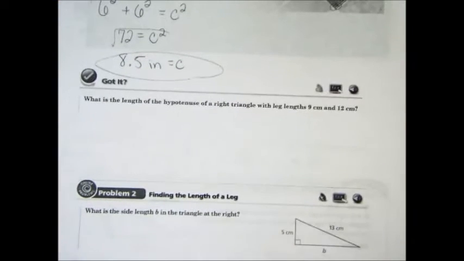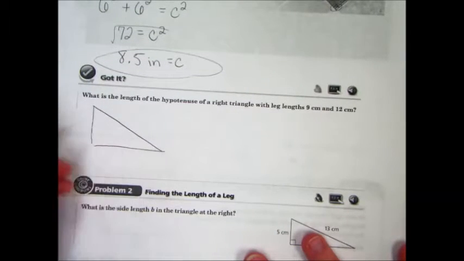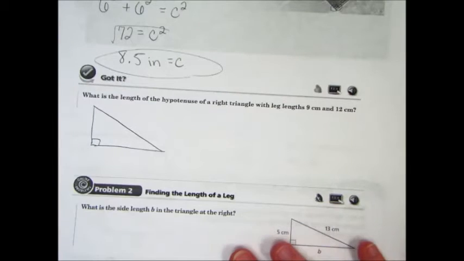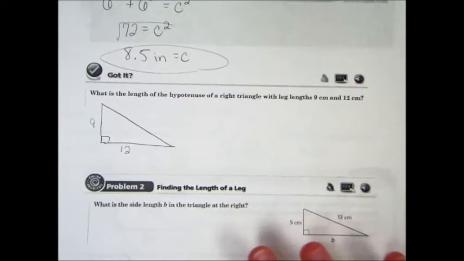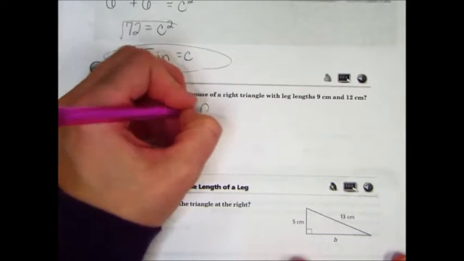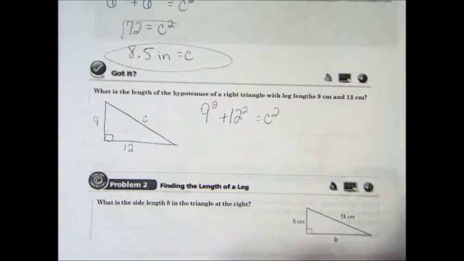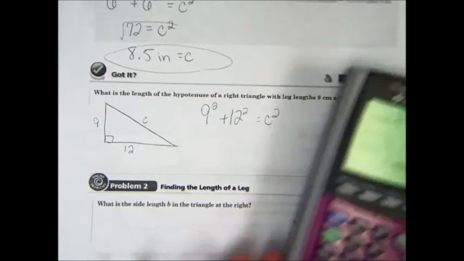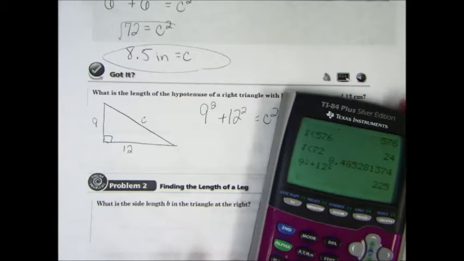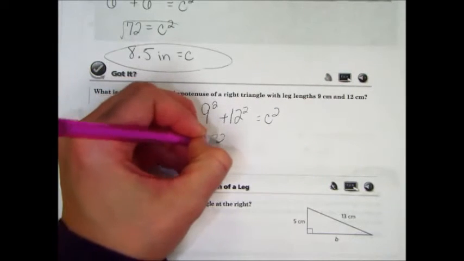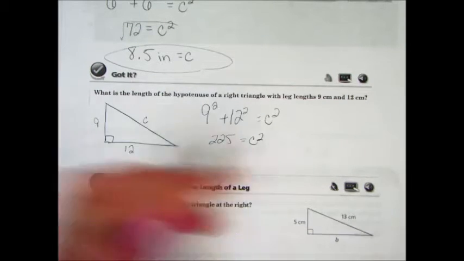Let's go to the got it. What is the length of the hypotenuse of a right triangle? Here's a right triangle. I'm a visual learner. I have to see it. There's my right triangle. It says the legs are 9 and 12. So just put them on there. That's A and B. So we got to find C. A squared plus B squared equals C squared. Now you could have written 12 and 9. With addition, you can rearrange, so it doesn't really matter. So 9 squared is 81, plus 12 squared is 144. You get 225 when you add them up. Okay, now you take the square root of 225 and you get 15.